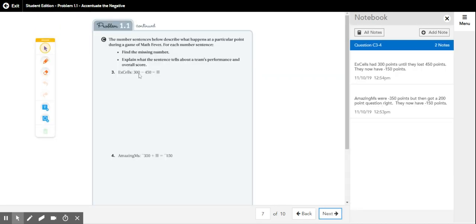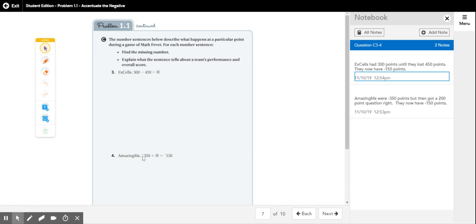So here we have some other number sentences that we have to figure out. Now, the Excels, they have 350 points, but they lose 450 points total. They get several questions wrong. So Excels had 300 points until they lost 400 points. Now they have negative 150 points, so they're in the hole. They're below zero at this point. They lost more points than they had, so now they're in the negatives.